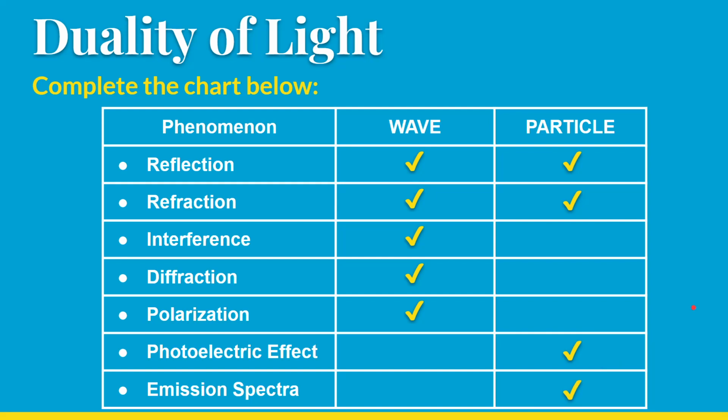So again, we have evidence that light behaves as a wave, and we have evidence that light behaves as a particle, and the truth is that it behaves as both at the same time. So that's the duality of light, or wave-particle duality. You'll hear that terminology used to describe it. Any questions about that?